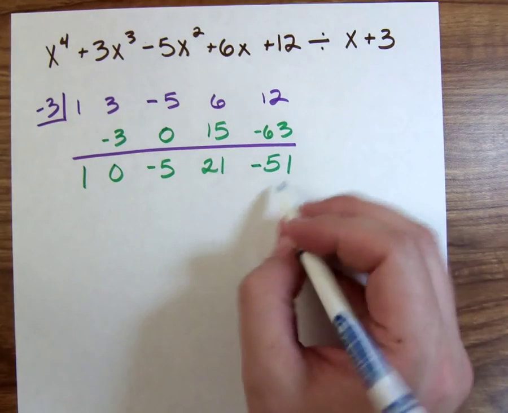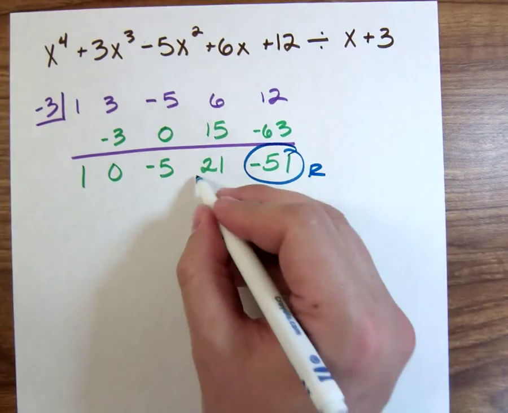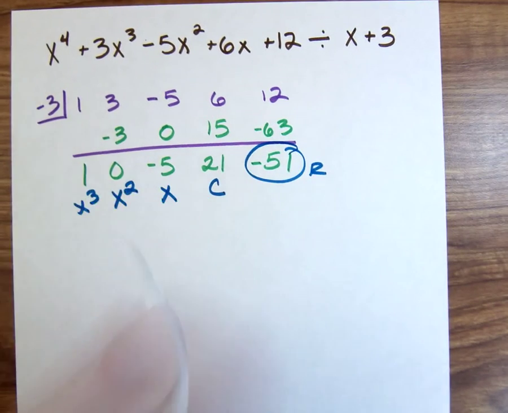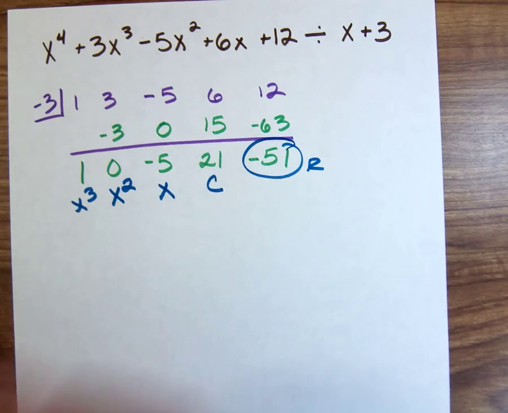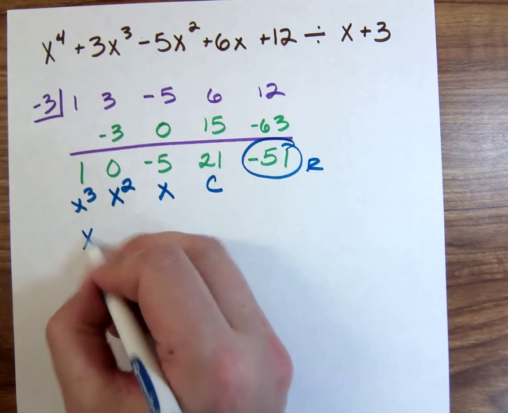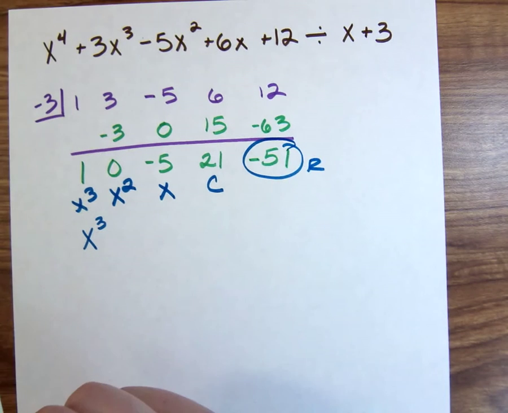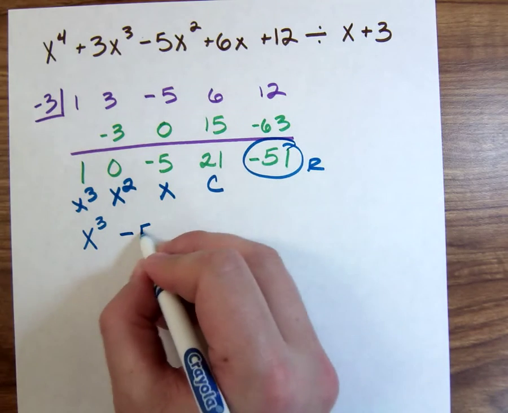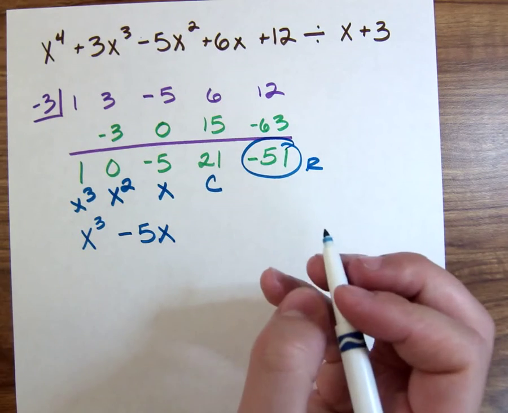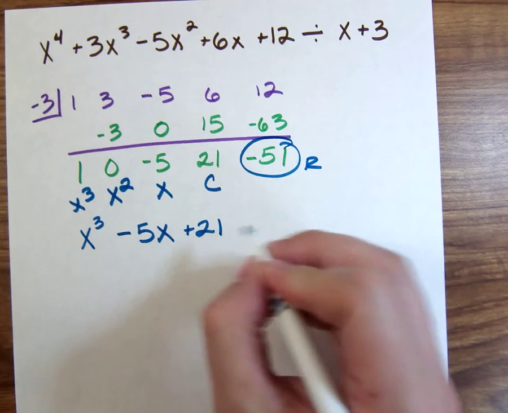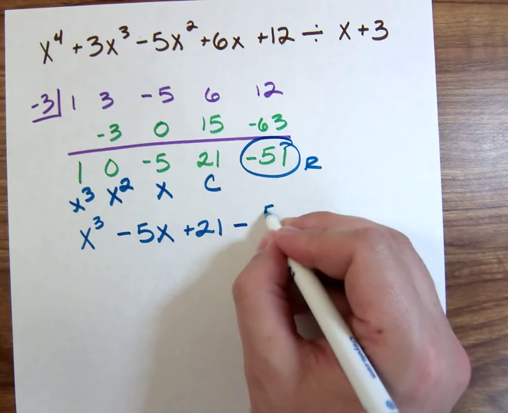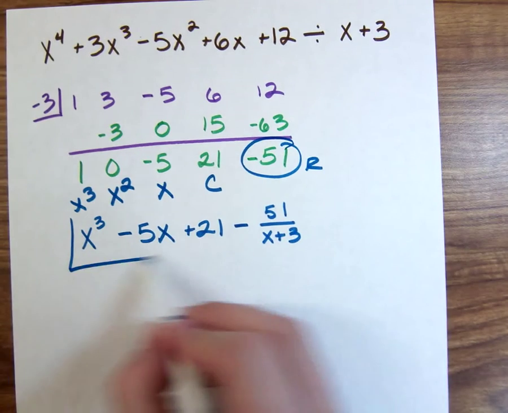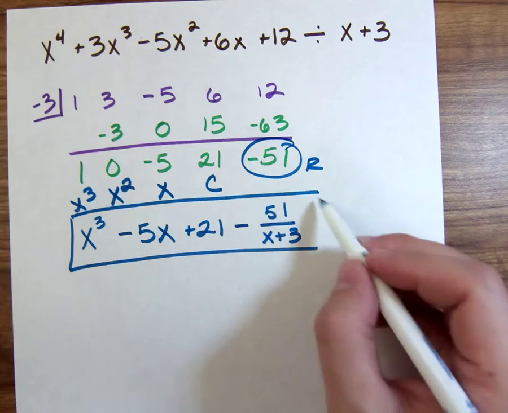So the final answer should be, well, that's the remainder. So constant x. So how do you write it? So 1x cubed. If it's 0x squared, I don't need to write that. I'm just going to skip the x squared. So that's what I do. Minus 5x plus 21. And then minus 51 over x plus 3. It would be okay to do plus and then a negative 51 over x plus 3.